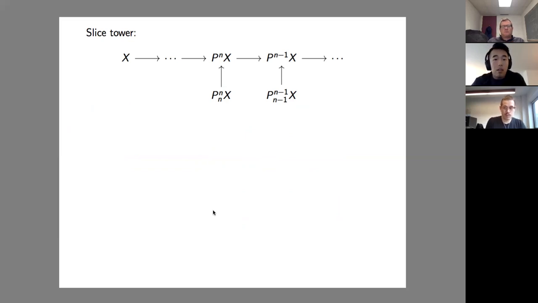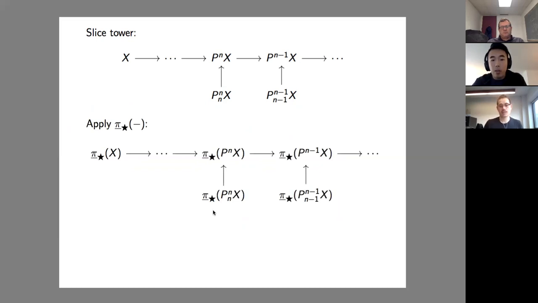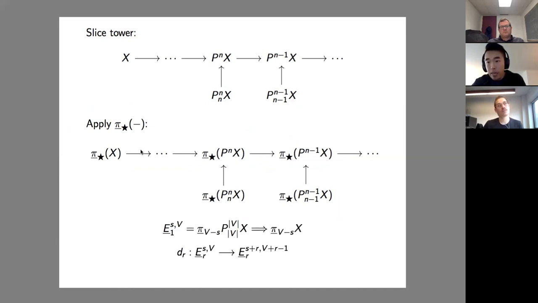And now also, if you're feeling really ambitious, you can take the slice tower and apply pi underline big star. And what you get is an RO(G) graded slice spectral sequence of Mackey functors. And this spectral sequence has a lot of structure. It's very rich in structure. And when we're doing computations, we're using many of the structures that are within this spectral sequence.